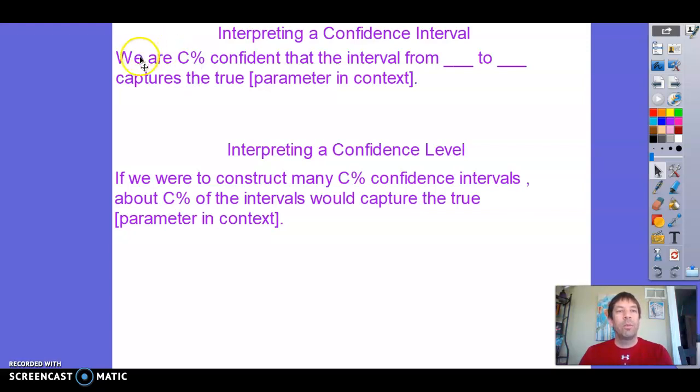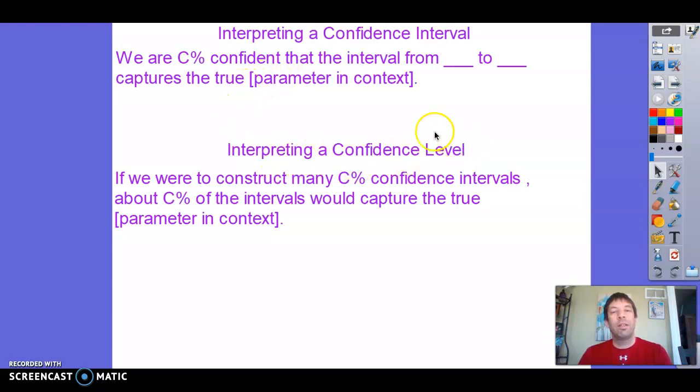So we're going to say we are 95% confident that the interval from some lower bound to some upper bound captures the true value, whatever we're looking for. So in the polling example, we could say we are 95% confident that the interval from 48% to 54% captures the true proportion of people who support a Republican candidate. Okay? That's how we would interpret that confidence interval.